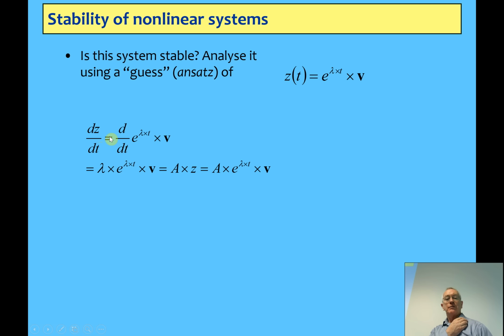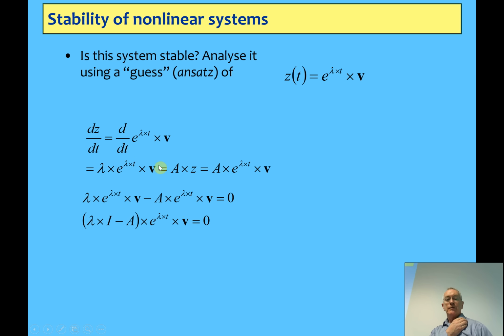We've still got this equation here, dz dt equals a times z. So now saying this expression is equivalent to that expression. Now notice they've got two things in common. They've both got e to the lambda t. They've both got a vector. What differs is one has a scalar, lambda, and the other has a matrix, A. So somehow I've got to make an equivalence between the lambda and the A. Now that's the next stage.